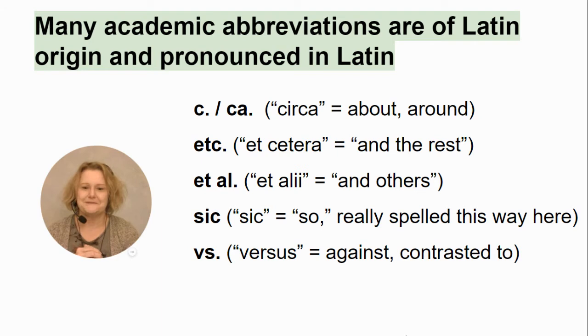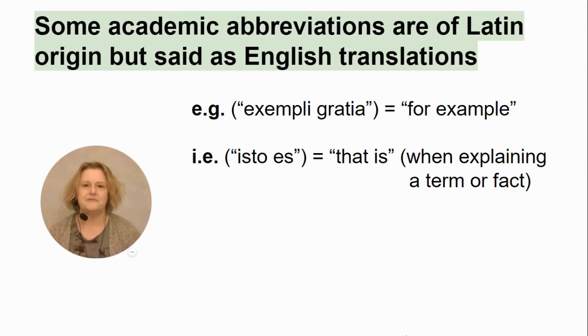Now, a couple of very common abbreviations from Latin that occur in many academic texts are Latin, but we actually say them as English translations. So the very common e.g., which stands for exempli gratia, which means for example. And when we see this, we usually just pronounce it as "for example."